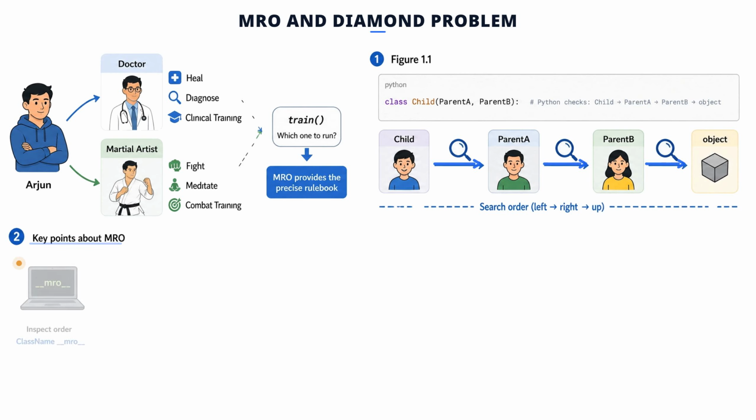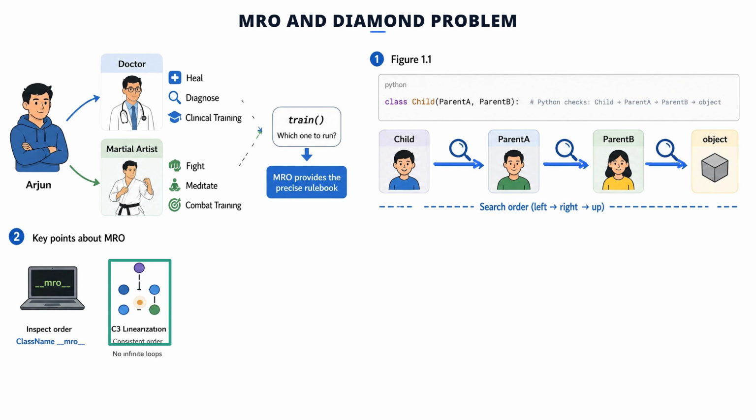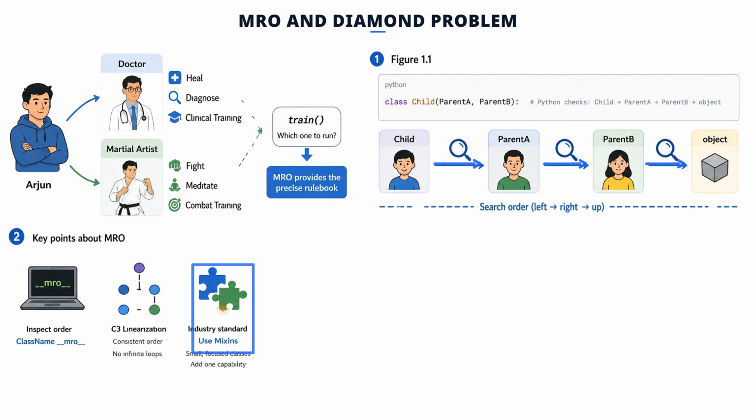First, you can always inspect the exact lookup order of any class by using the built-in MRO attribute. Second, Python manages this using the C3 linearization algorithm. While the name sounds highly technical, it simply ensures the search order is consistent and never enters an infinite loop. Third, the industry standard way to use multiple inheritance is through Mixins. Mixins are small, focused classes designed to add one specific capability rather than defining a whole new type of object.